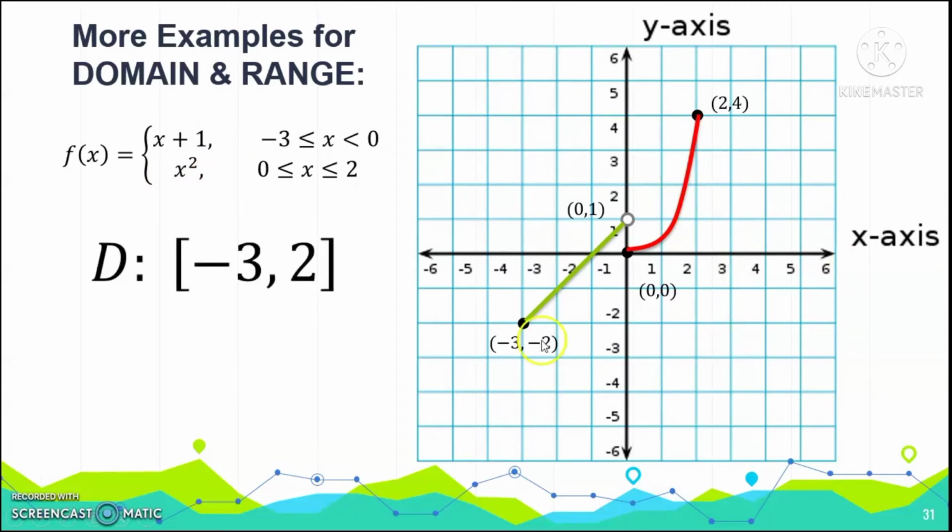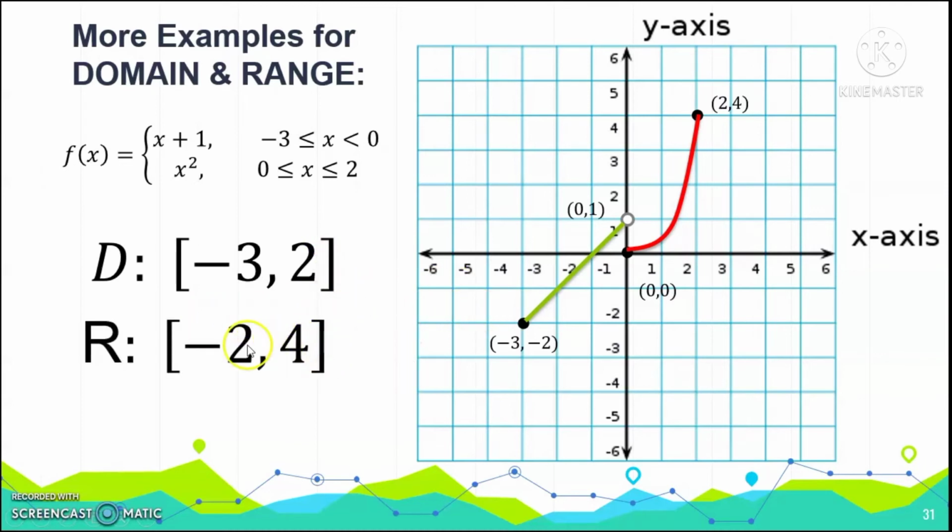So in order for us to get the domain, we have to get the lowest possible value of our x. We have here negative 3 and negative 2. So you have 0, 1, and 0, 0, 2, and 4. So since it is a solid dot, we are going to use the bracket. And then negative 3 for our lowest value for x. And then next we have 2. Our highest value for x is 2. And we use the bracket as well. So then that is our domain.